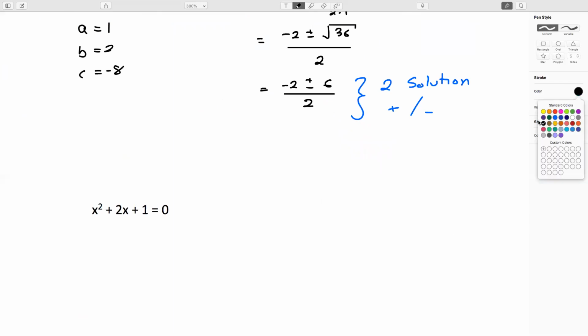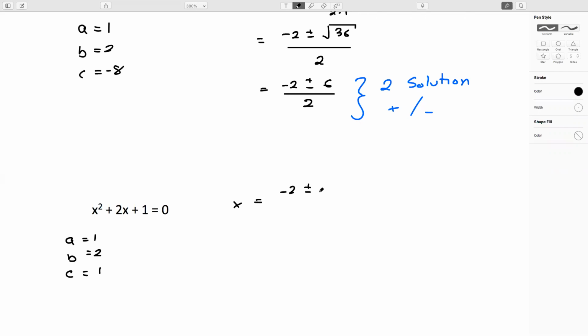Let's look at the next one. x squared plus 2x plus 1. Well, in this case, a is still 1, b is still 2, but c now is 1, not negative 8. This one, using the quadratic formula, x will be negative 2 plus or minus the square root of 2 squared minus 4 times 1 times 1, all over 2 times 1.